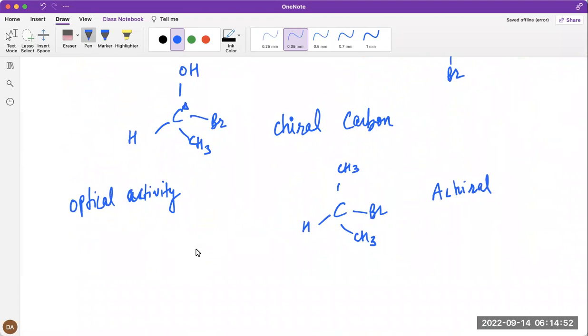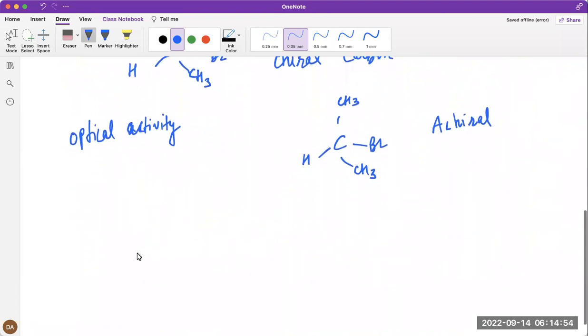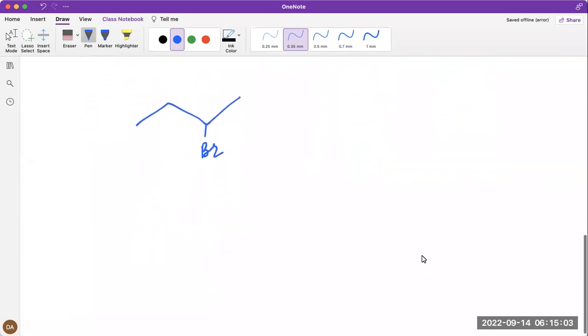So again, let's take some more examples. For instance, if you happen to have a molecule like this, and there is a bromine, let's say, sitting here, then in this molecule, do we have any chiral center? So that's the idea.